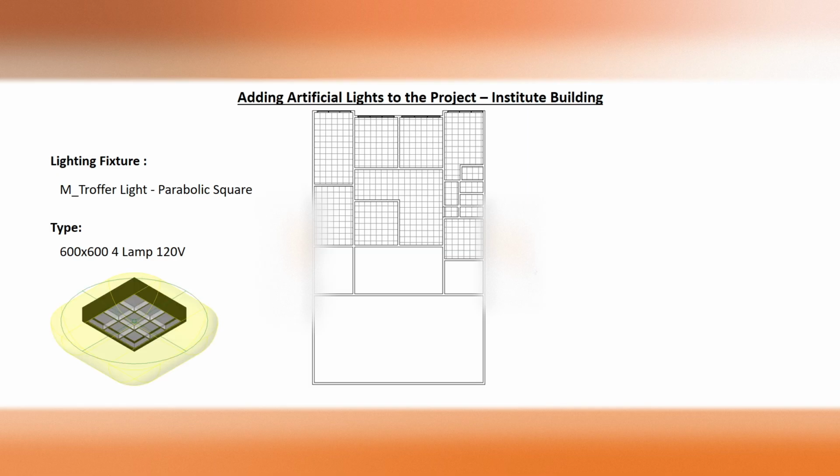Let's switch to our project, that is Institute building, and add some artificial lights to it. The lighting fixture we are going to use will be M-Troffer light, parabolic and square in shape. Its type should be 600 x 600 millimeter with 4 lamp and 120 volt. So let's switch to Revit and see how we can add artificial lights to our project.